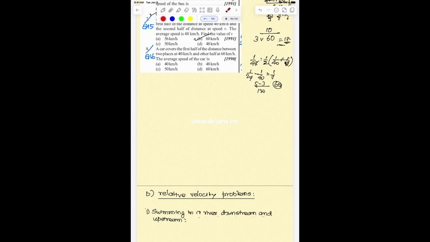Now the next topic you're going to do is relative velocity problems. We will see it now.